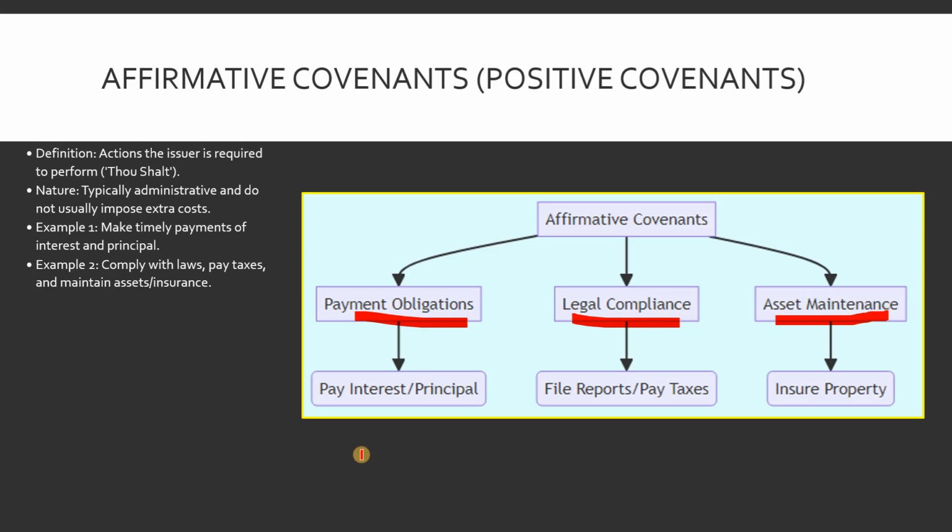So what is the payment obligation? Pay the interest and principal. I would make my interest payment regularly based on frequency, and I'll pay back my principal. I'll file the taxes and reports, etc. And then I would make sure my property is insured, the factory is functioning properly, all workers are insured, etc. These are the kind of best practices they will follow.